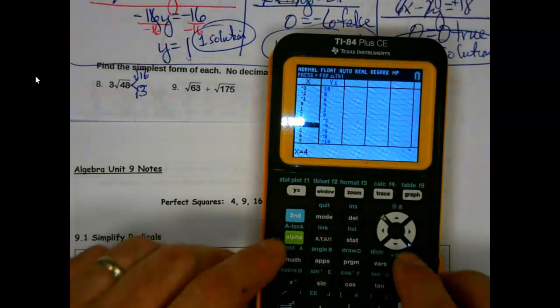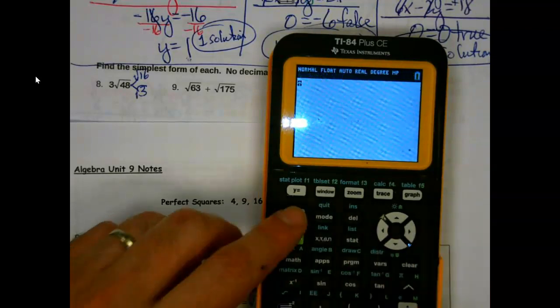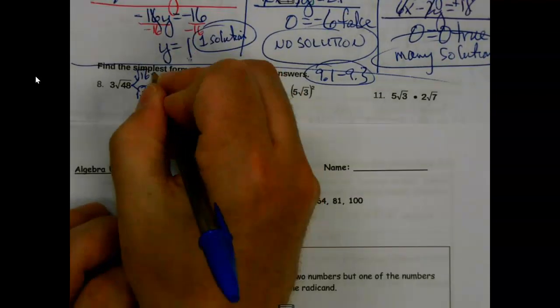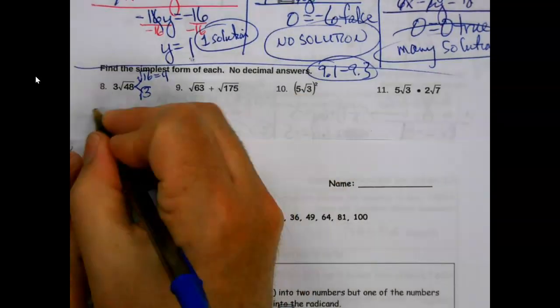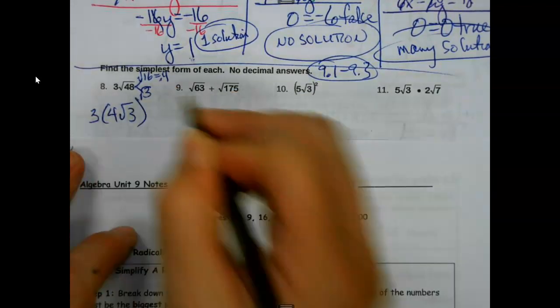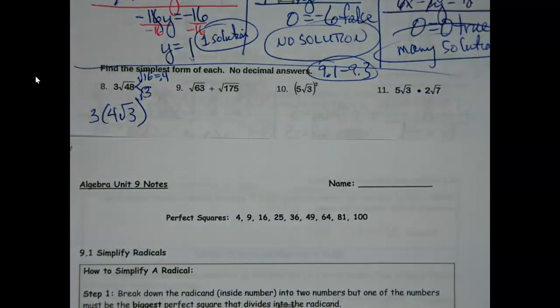Let me get out of there. There we go. I can always do it on the calculator. The square root of 16 is 4. So this is 4 times the square root of 3.